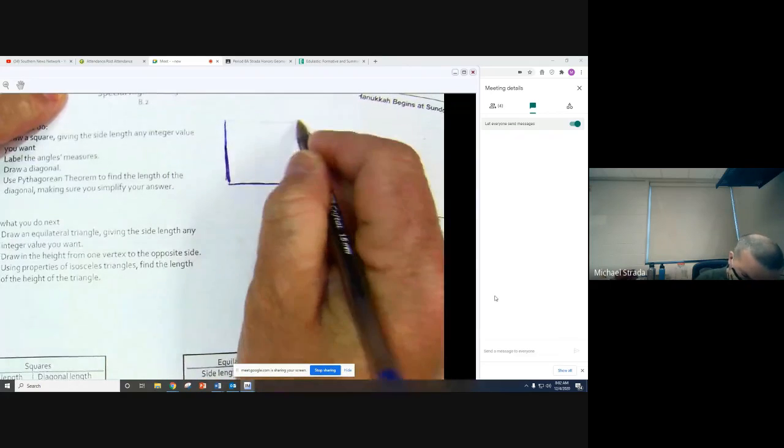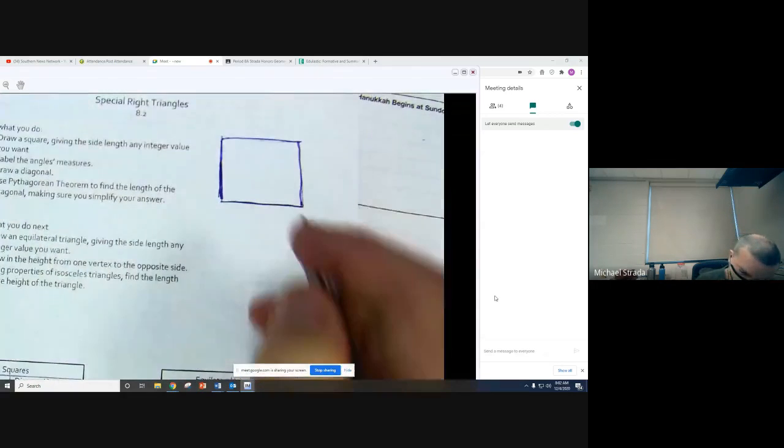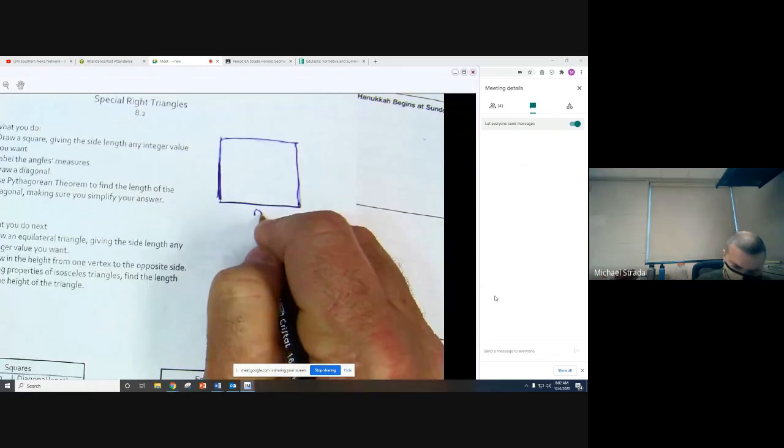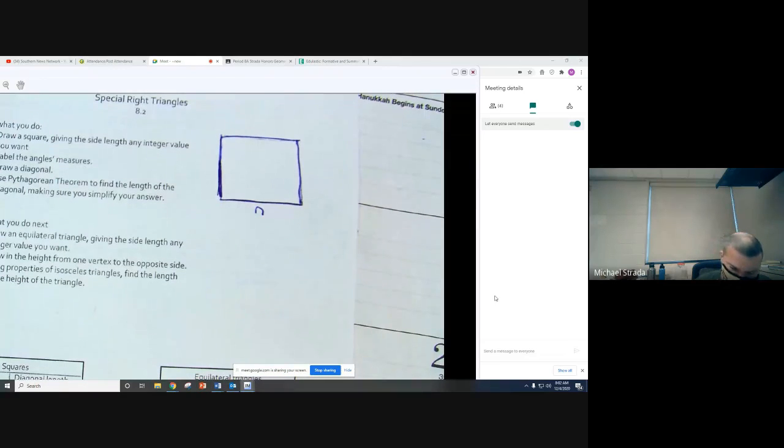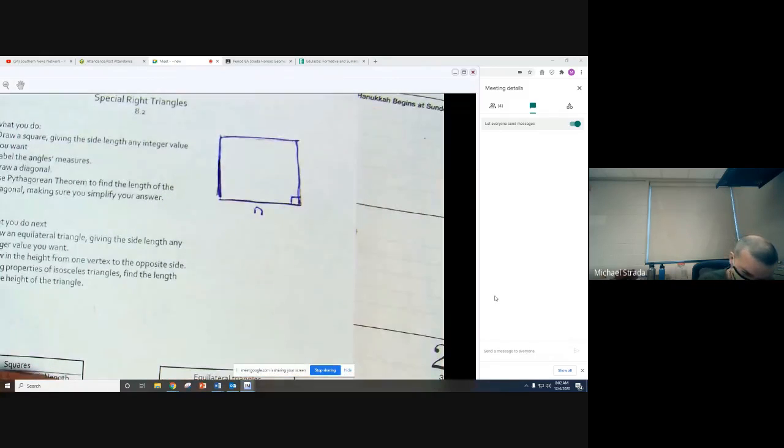All right, so there's our square. You make this any side length you want. Odd, even, whatever you want it to be. Now, what are the angles of a square measure? How many degrees? 90 degrees.